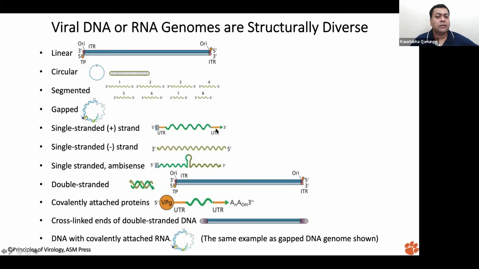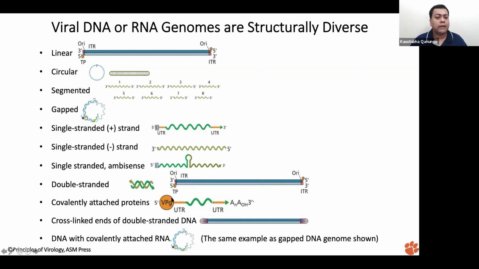The UTRs are the untranslated regions. Negative sense RNA. Ambisense RNA is interesting, where one part is plus and the other part is minus; the sequences are in that way. Sometimes this ORI is the origin of replication, and this 5' dot is a 5' terminal phosphate that is attached in some of the viruses, found in both DNA and RNA viruses.